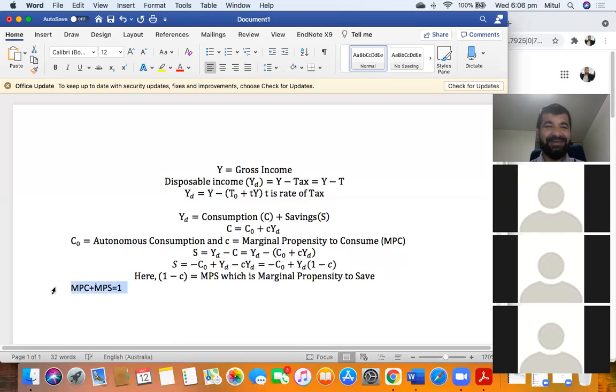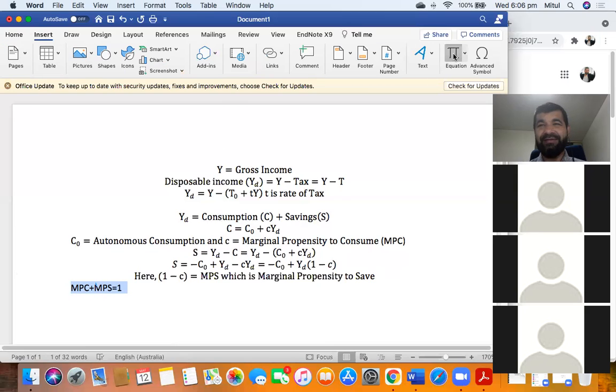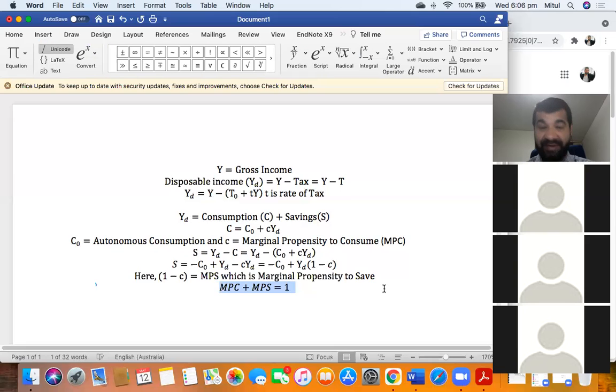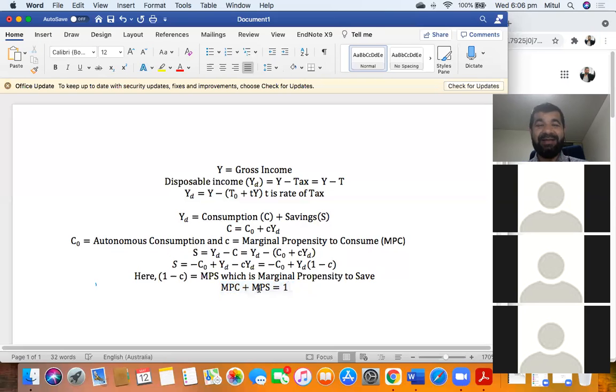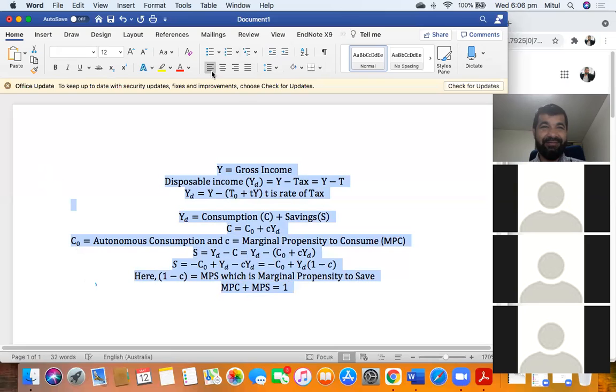This is a percentage. Okay, these things are percentages. So when you say that 20% is your MPS, the marginal propensity to save, then 80% is the marginal propensity to consume. That's why we say MPC plus MPS is equal to 1. I think I should make these things all come from this way.